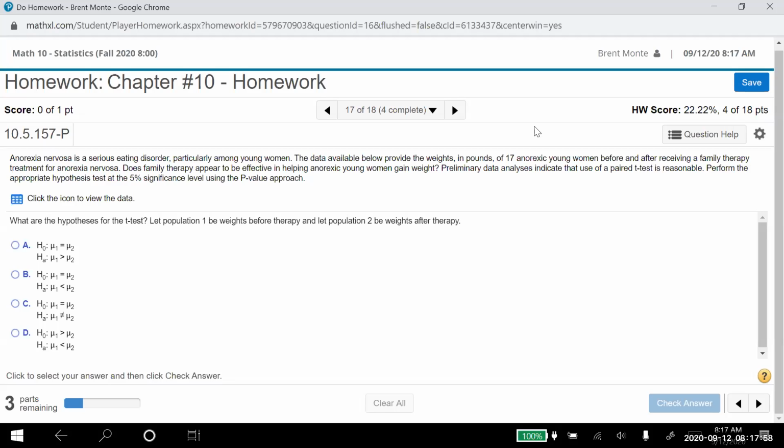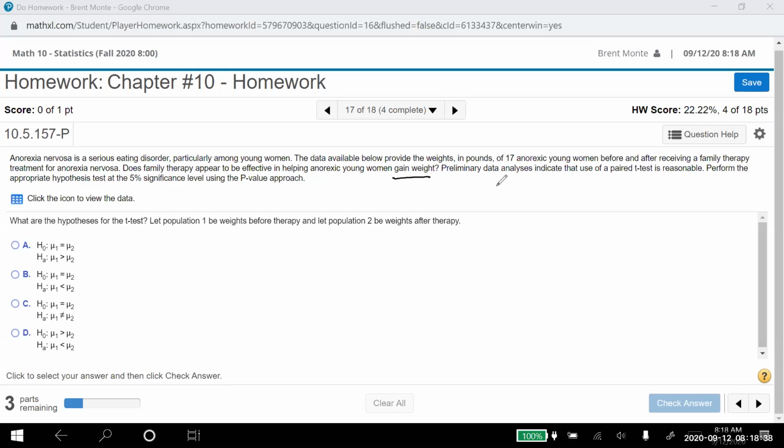Anorexia nervosa is a serious eating disorder, particularly among young women. The data available below provide the weights in pounds of 17 anorexic young women before and after receiving a family therapy treatment for anorexia nervosa. Does family therapy appear to be effective in helping anorexic young women gain weight? Right there, that's pretty important. That's what we're asking. Preliminary data analyses indicate that use of a paired t-test is reasonable. So the two assumptions were fulfilled: there had to be simple random paired samples and either normal differences or large samples.